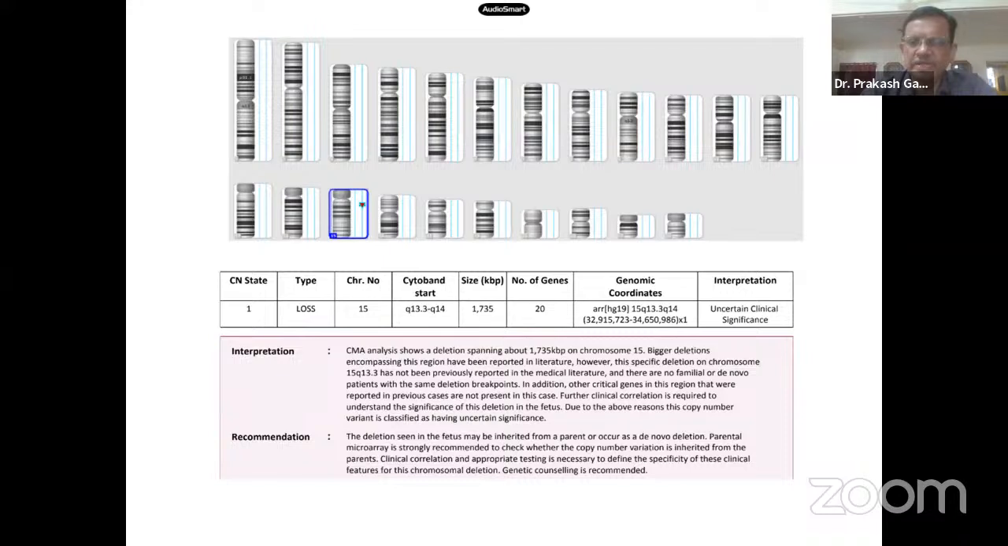So this is a complex exercise, and you will always see a line that mentions, please correlate clinically and genetic counseling is indicated. Each and every report will have that because each and every situation is different, each and every condition is different. So though we may have a diagnosis, still we must have this exercise. That is why it is written in each and every report.